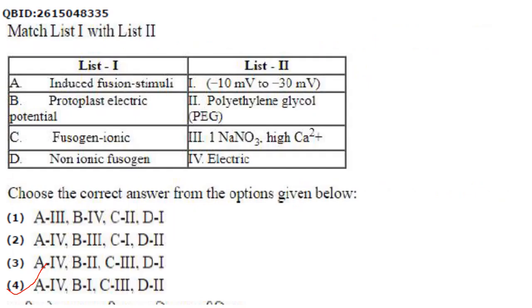Then next one is match the following. Induced fusion stimuli is electric. Protoplast electric potential is minus 10 millivolt to minus 30 millivolt. Ionic fusogen, that is NaNO3 and high Ca2+. Non-ionic fusogen is polyethylene glycol. So the answer here is option 4, A4, B1, C3 and D2.